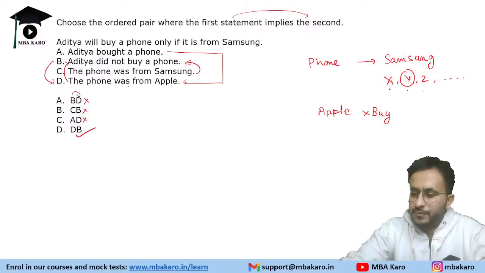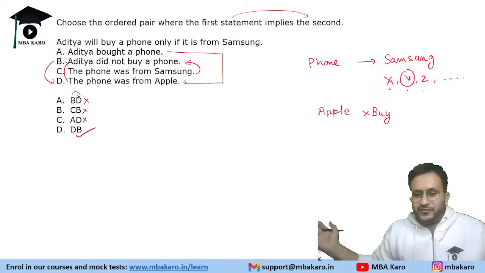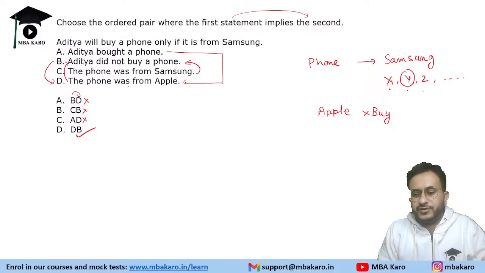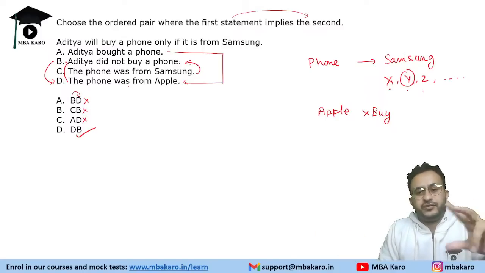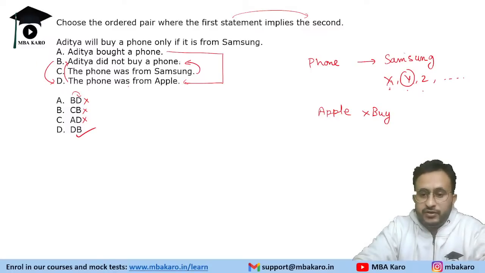Okay, so you go option by option. When it says that he buys only a Samsung phone, that does not mean he will buy all the inventory of Samsung, right? He will buy only one of the phones. So if he does not buy a phone, that does not mean that it cannot be from Samsung. It can be a Samsung phone also that he did not buy.